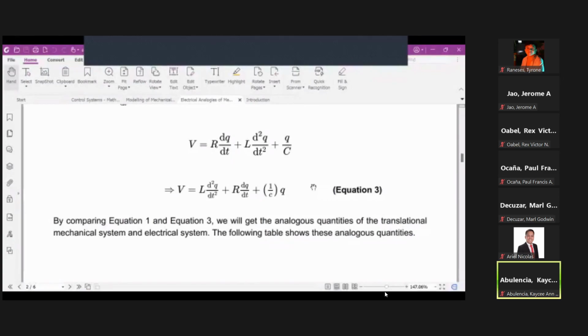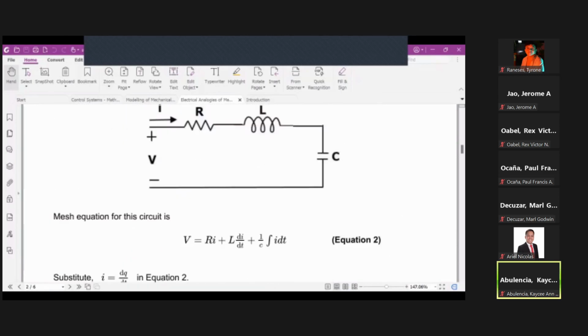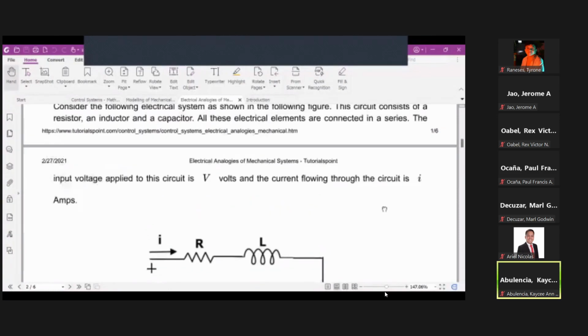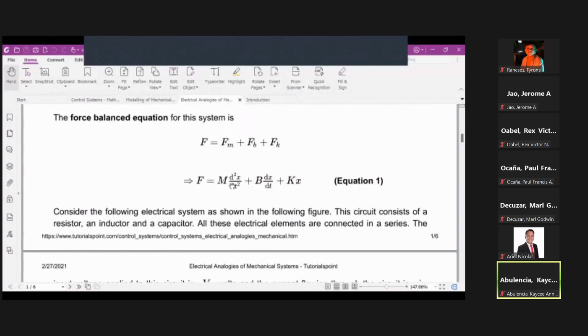Kung titingnan natin, both systems are different. Magkaiba pala yung each system kasi first is a mechanical system, and the second one is an electrical system. Therefore, we meet condition 1. And the second condition is that their differential equation must be the same. Kung titingnan natin yung equation 1 saka equation 3, ito yung equation 1 mo: F is equals to M d squared x over dt squared. Ito yung kanyang differential equation.